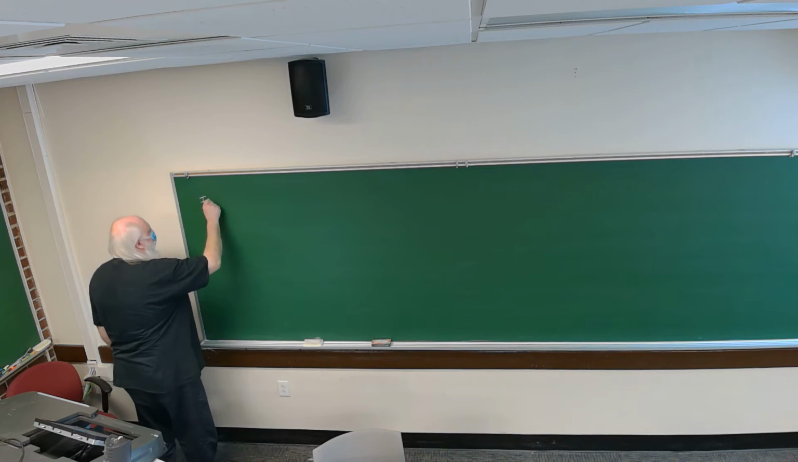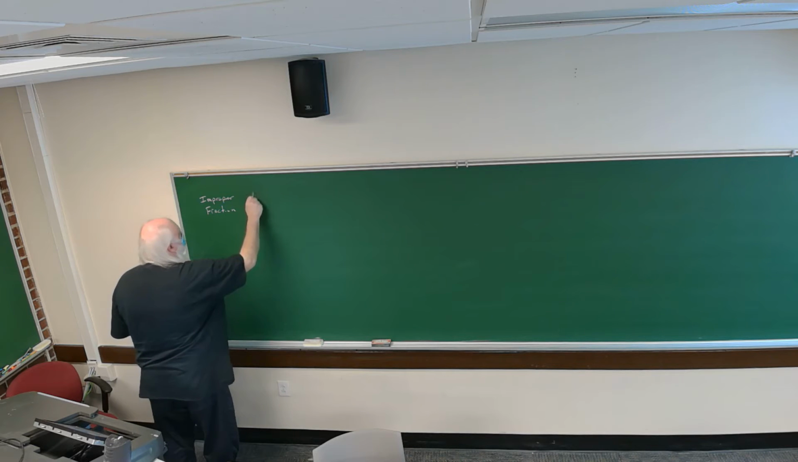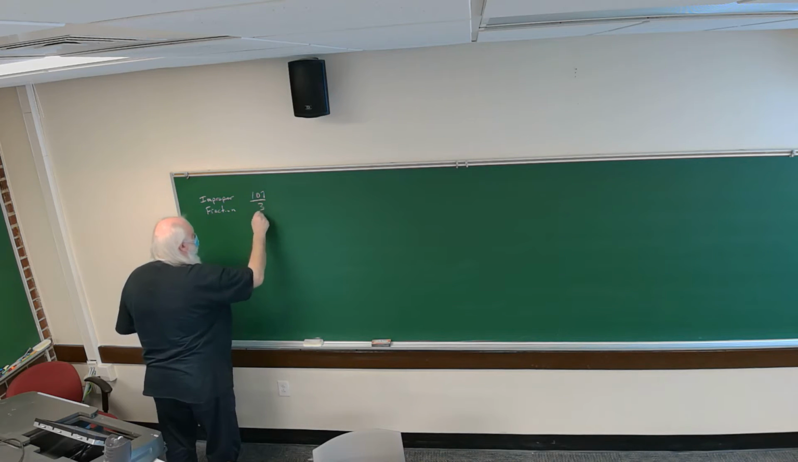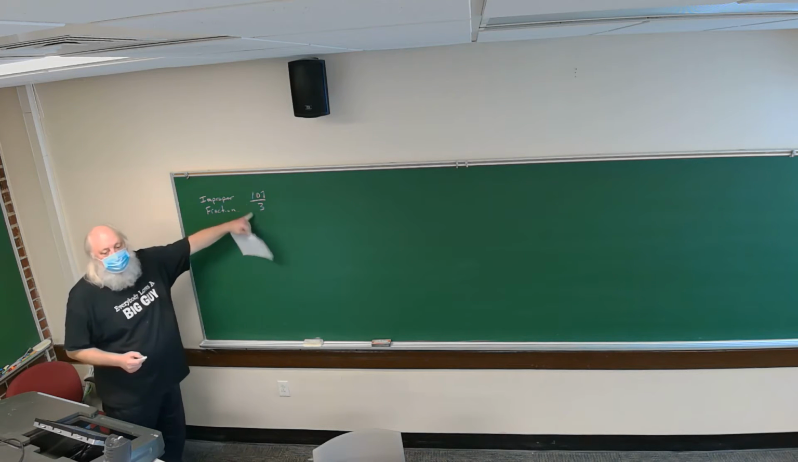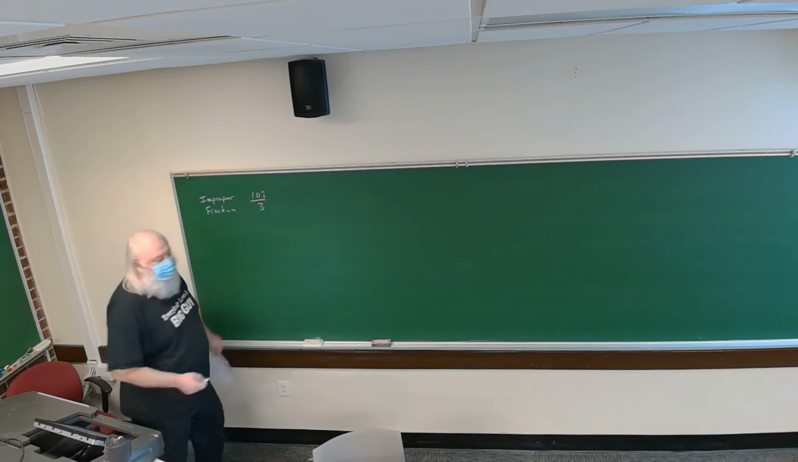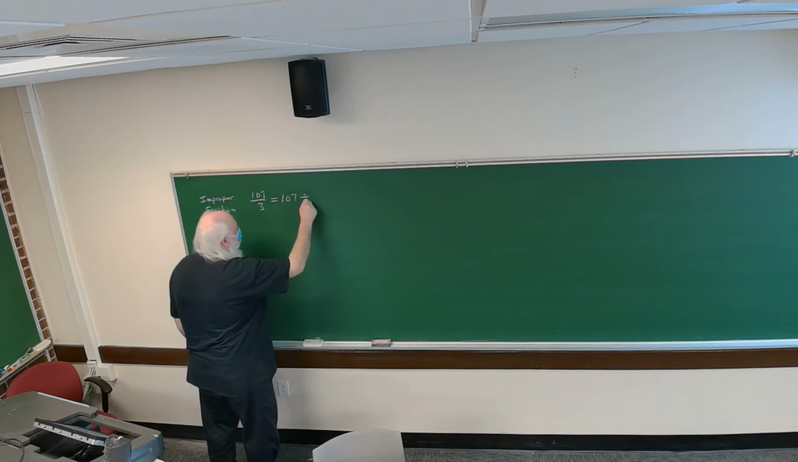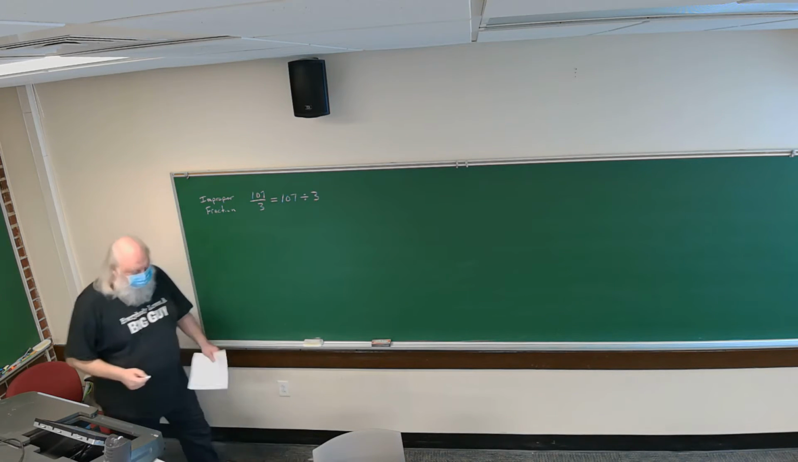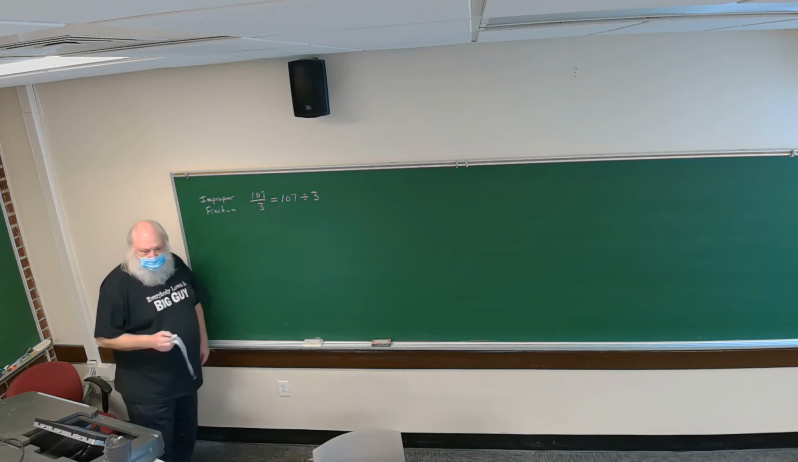So I have the improper fraction 107 over 3. That's an improper fraction. The numerator exceeds the denominator. And you know fraction bars are like division symbols. So this can be written as 107 divided by 3. And so let's divide 107 by 3 using long division.